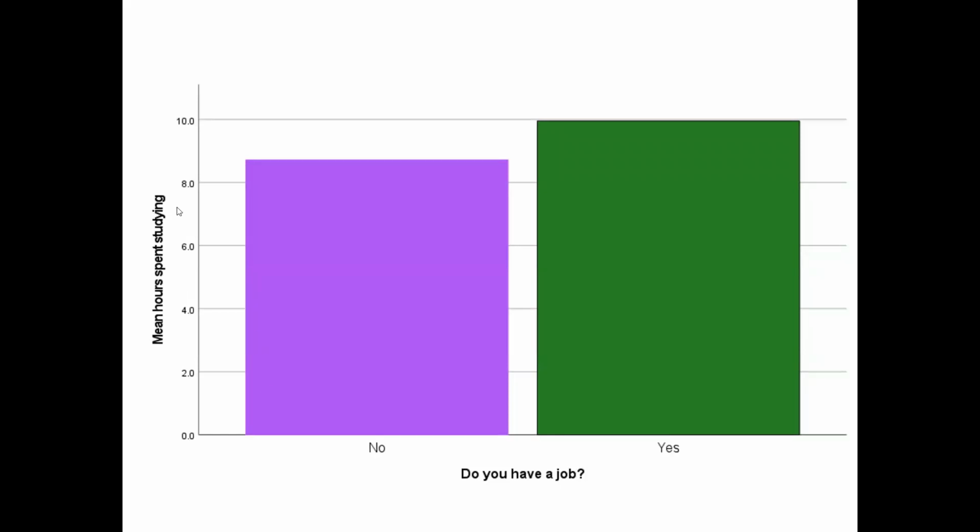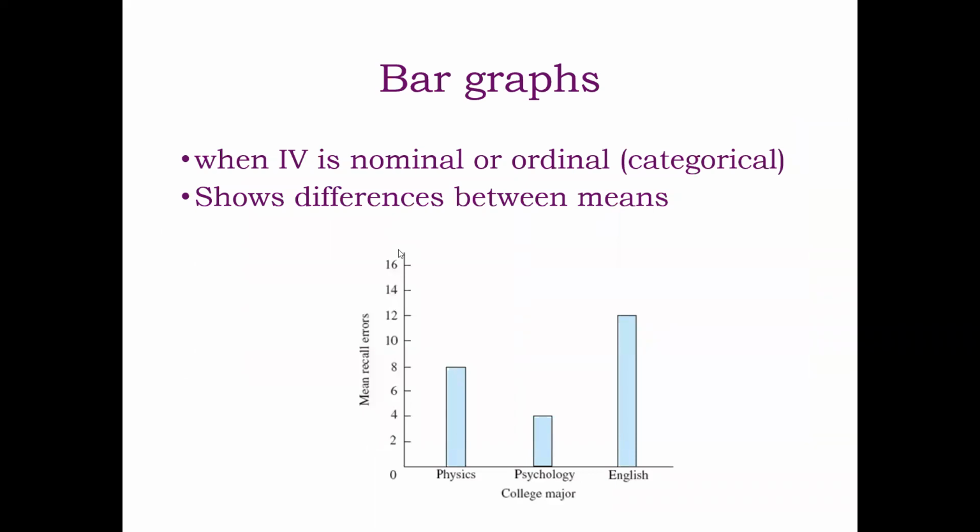Here we have mean hours studying on the y-axis, and again, our job variable. And interestingly enough, we can see that people with a job also study more. Apparently, people with a job have more time for everything. So again, bar graphs are used when the independent variable is nominal or ordinal, right? Okay, so here we have our independent variable, in this case, physics, psychology, and English. And here we have mean recall errors when they're asked to memorize some words. And we can see that people, curiously enough, in this funny example, with the English major, made more recall errors.